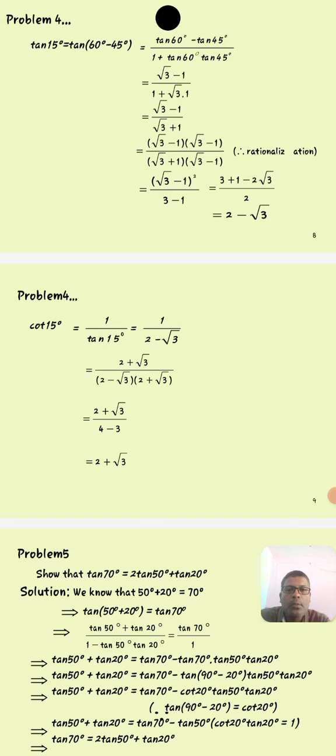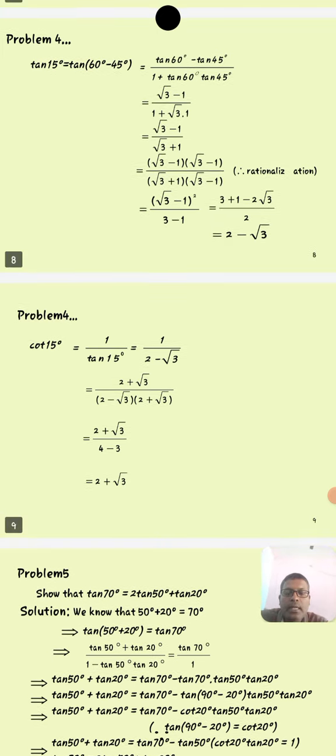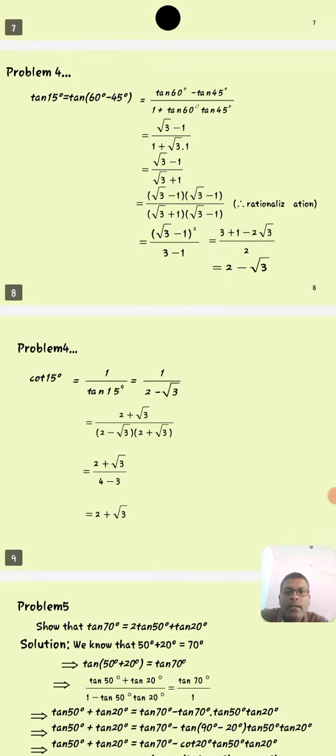So that is equal. What is the value of tan 15 degrees? 1 by 2 minus root 3. Here 1 by 2 minus root 3 is there. Now we can do the rationalization: 2 plus root 3 divided by 2 minus root 3 into 2 plus root 3. And also we have to write 2 plus root 3 by 4 minus 3. In the denominator we multiply, we get 4 minus 3, so that 4 minus 3 is equal to 1. So the final result is 2 plus root 3.